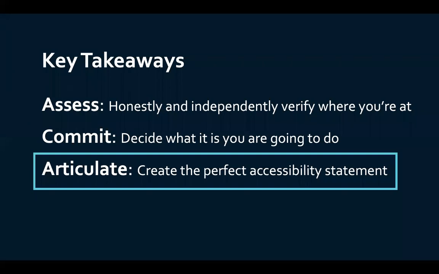Second of all, commit to what it is you're going to do and stick to that commitment. Ultimately, you need to convey that, disseminate it to everyone in the organization, to imbue it into the corporate DNA, which is why you've got to articulate it. Create the perfect statement that reflects this, and you're going to be on your path to achieving it, maintaining it, and full digital inclusion, so no one is left behind.